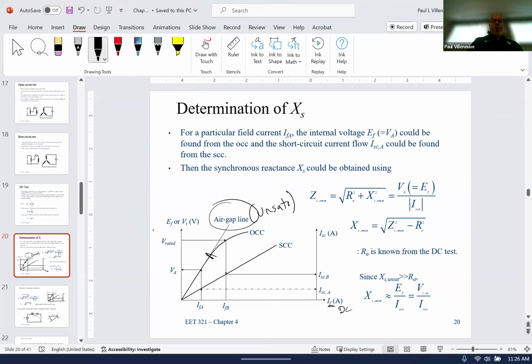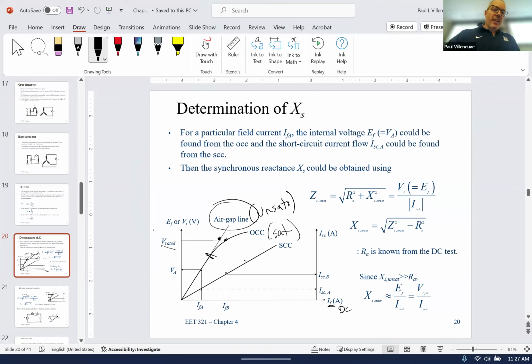The open circuit characteristic, typically, especially where we're operating, is going to be operated in the saturated region, because your nominal voltage, you see V rated, is well into the nonlinear or saturated region of the open circuit characteristic. Whereas if I go over here, that's unsaturated, because it's still a straight line. I don't have to worry about any armature effects or anything that's happening inside the magnetics. That is all linear. So I just continue up, and that's how I can get those values.